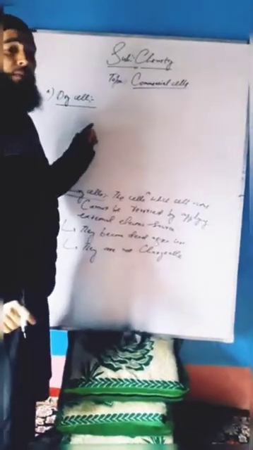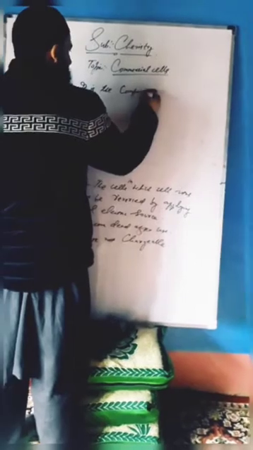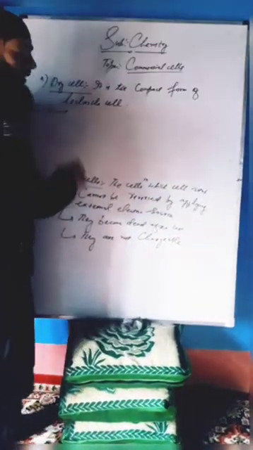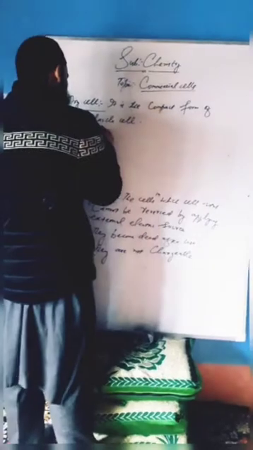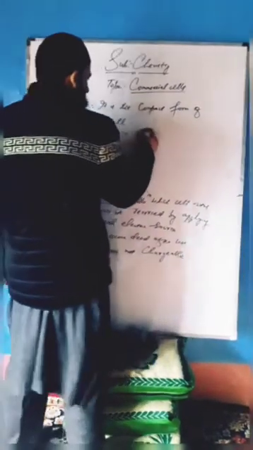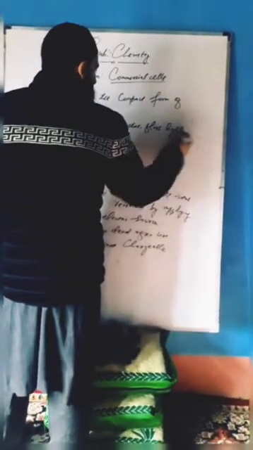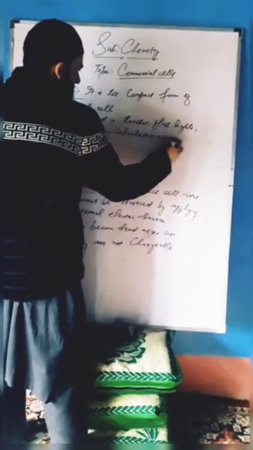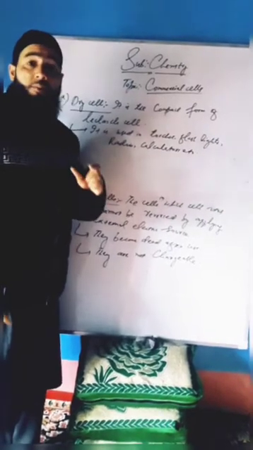The most common example of a primary cell is the dry cell. It is the compact form of the Leclanché cell. It is the cell which is used in torches, flashlights, radios, calculators, etc. As far as the term dry is concerned, it's a misleading term because moisture is important for the cell to operate.